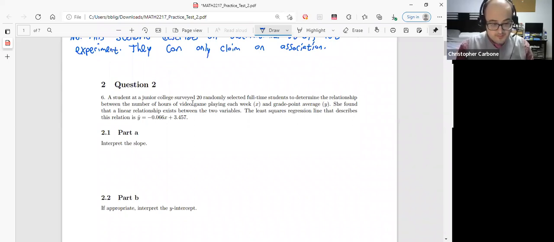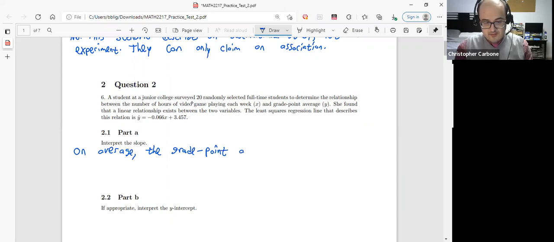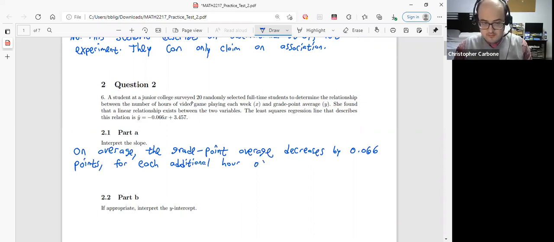So, on average, the grade point average decreases because it's negative by 0.066 points for each additional hour of video game playing each week.